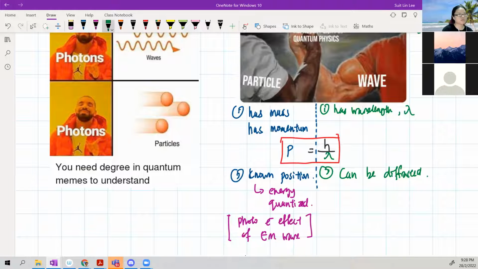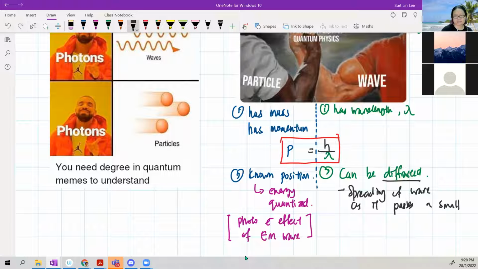Okay, so just a reminder, what is diffraction? It's a spreading of wave as it passes a small gap, forming a geometric pattern, like a concentric circle or bright and dark fringes.